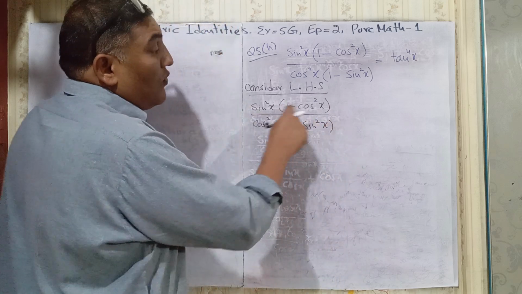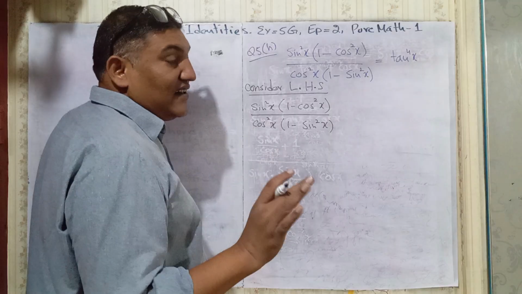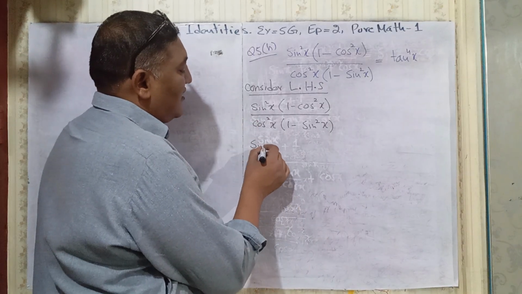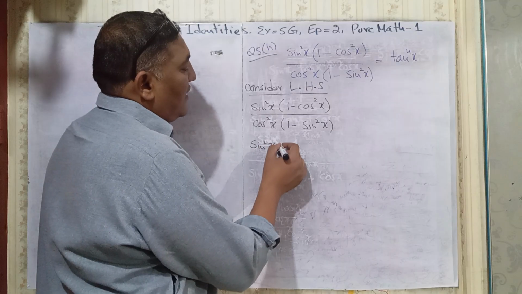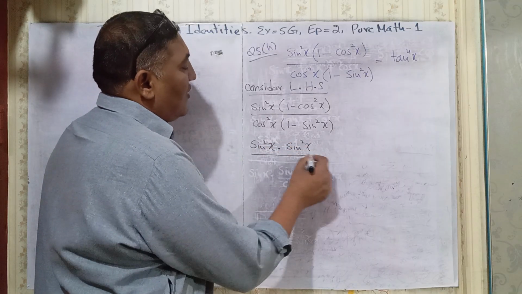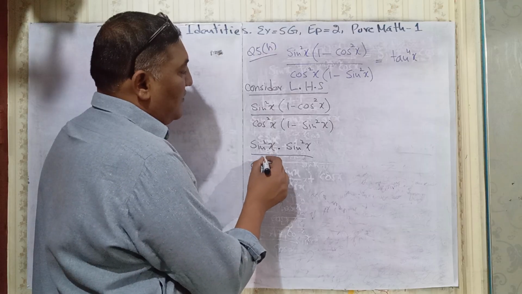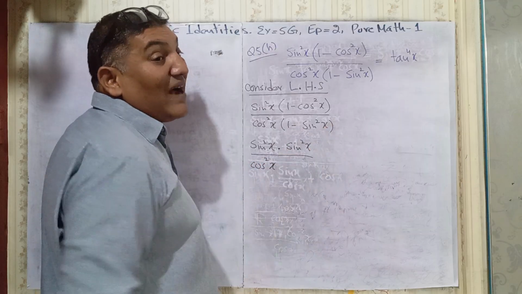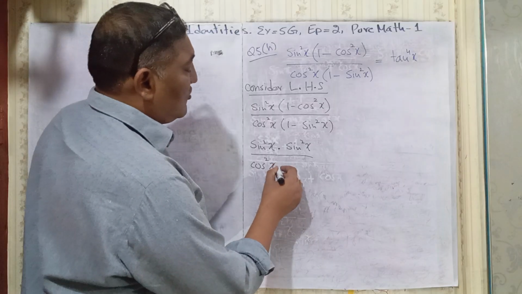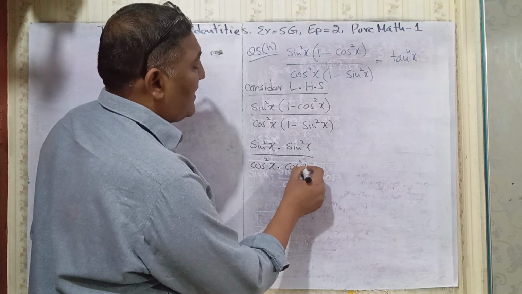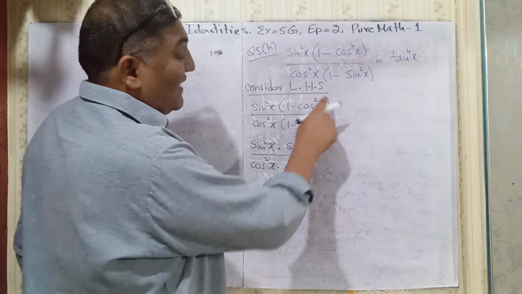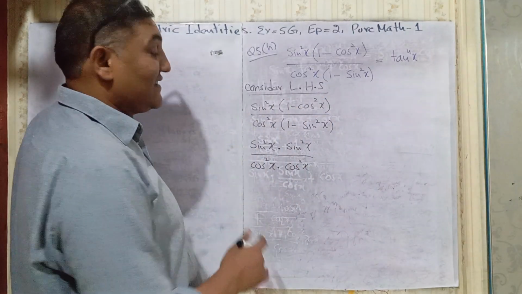You remember the first identity: 1 minus cos square x is equal to sine square x. So here we can write sine square x. And from the first identity, 1 minus sine square x is equal to cos square x, so I can write cos square x here. 1 minus sine square x equals cos square x, and 1 minus cos square x equals sine square x.